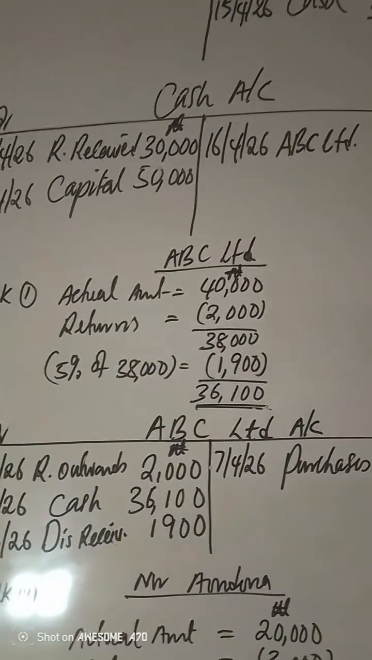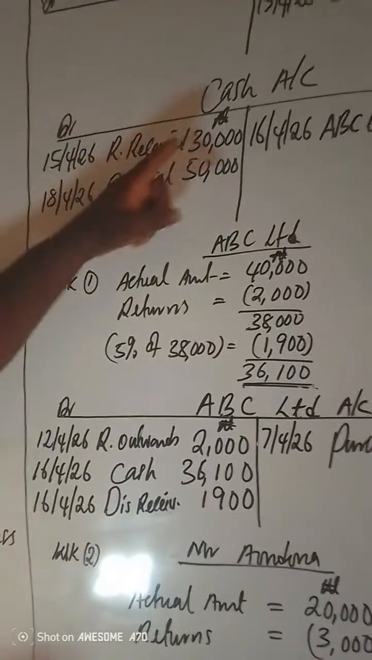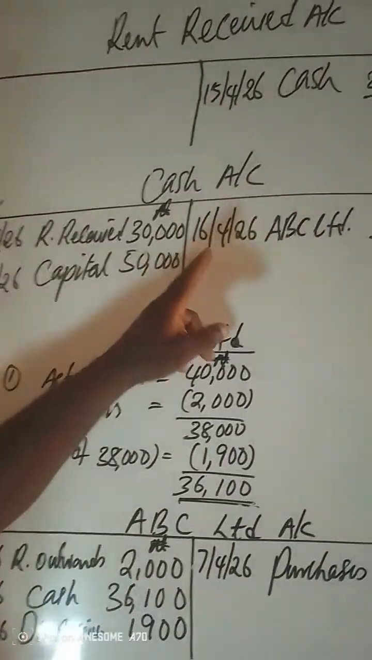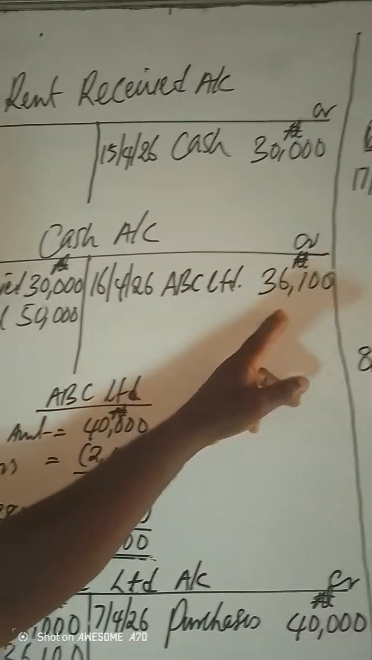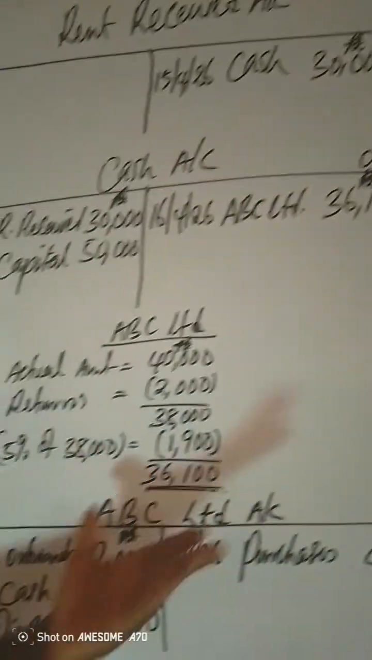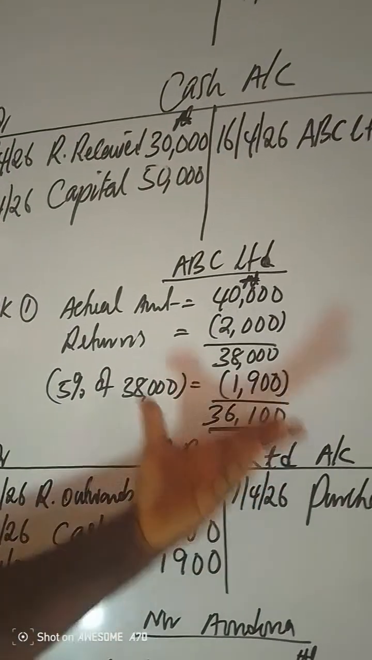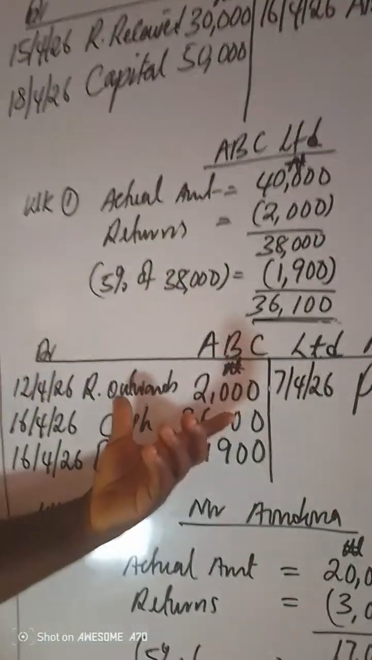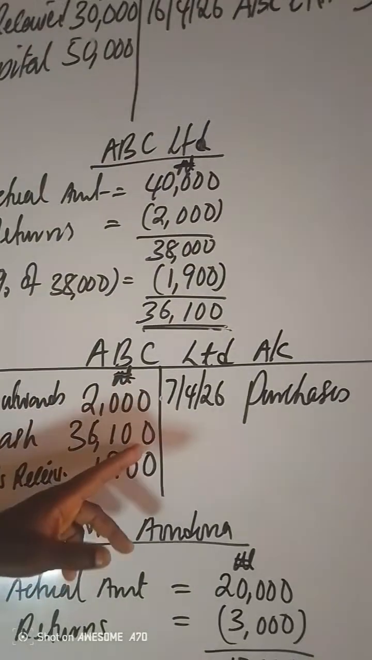How do you now post? You now come to the giver account. Always start with the giver account. You now say that on the 16th of April, cash is given to ABC 36,100. Why 36,100 has already been explained from the workings under ABC Limited. Then who is receiving now? ABC is receiving the amount of 36,100.